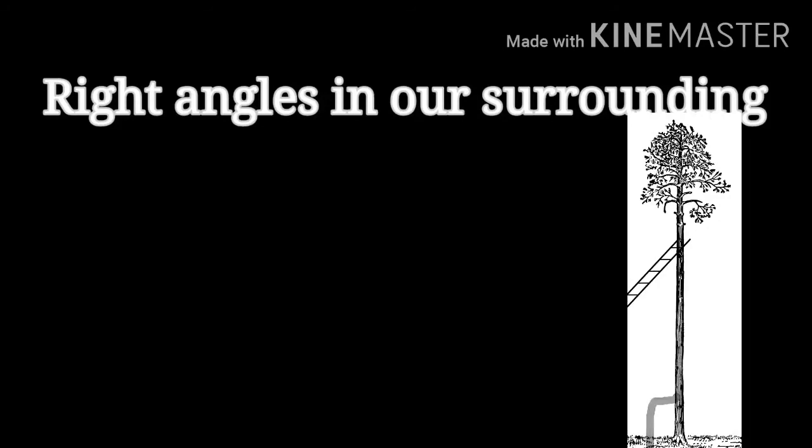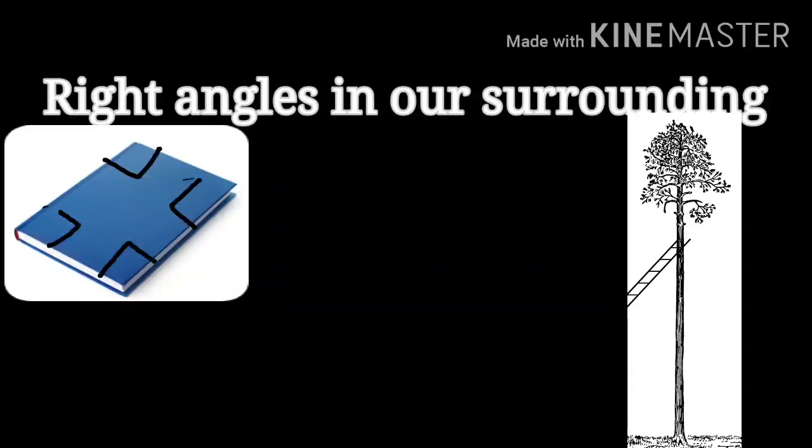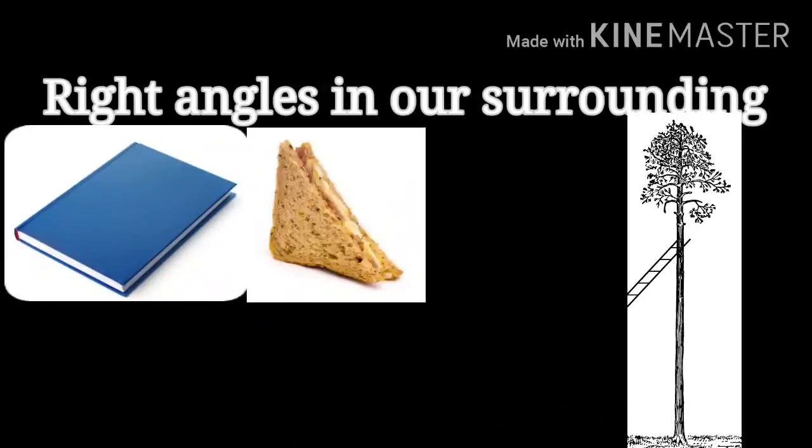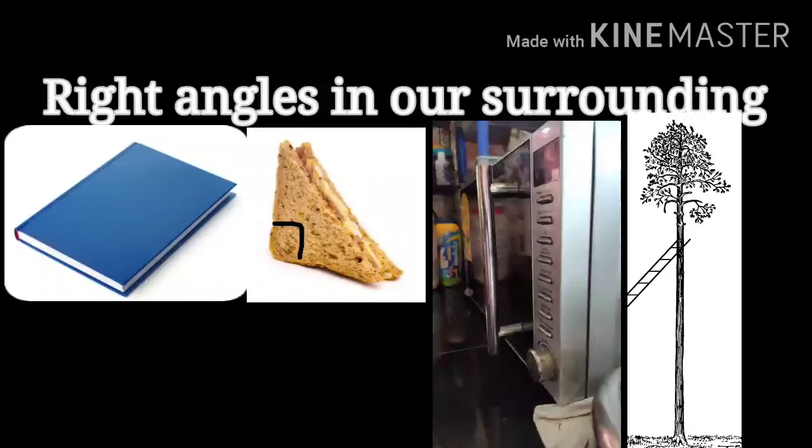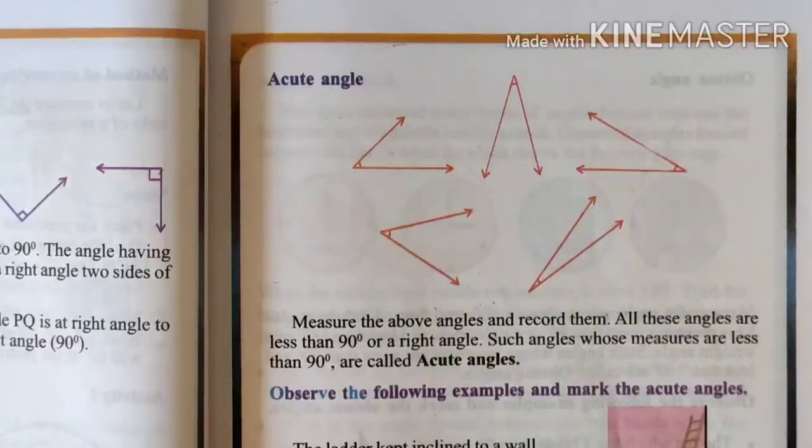A tall tree standing perpendicular to the ground, edges of the books, side of a sandwich, and the handle of the door of the microwave oven are a few examples of right angle. Acute angle. Measure the above angles and record them.